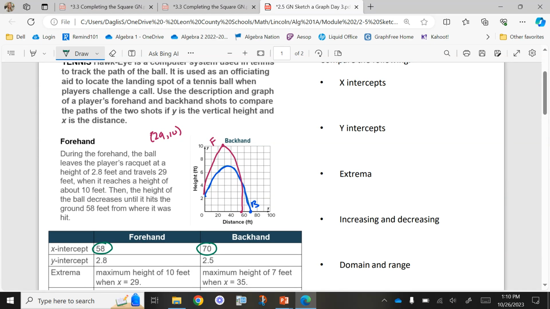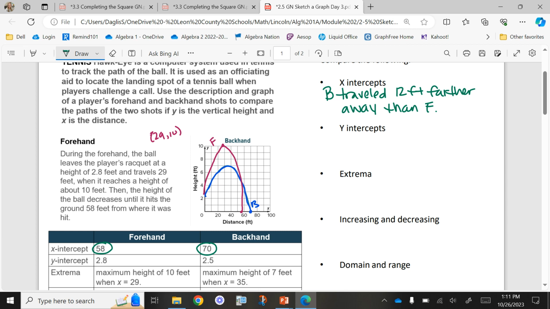Okay, so we said backhand. I'm just going to use B and F instead of writing out backhand, forehand every time. Is that okay? Yeah. So I'm going to say B, backhand, traveled 12 feet farther away than our forehand. So I'm using B and F for backhand, forehand.